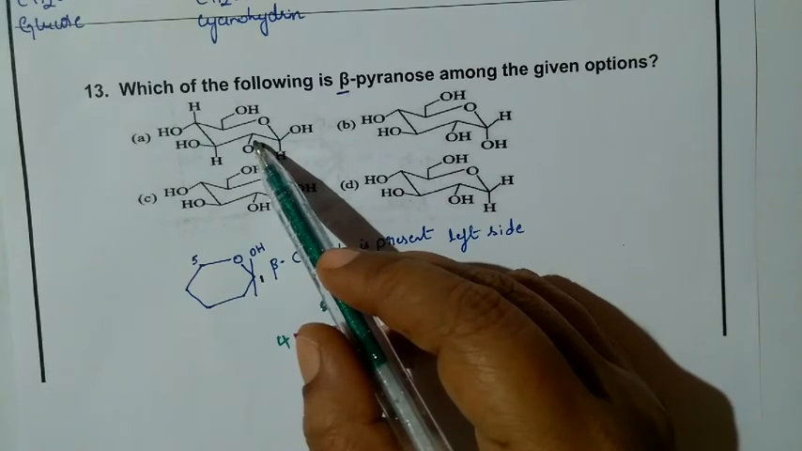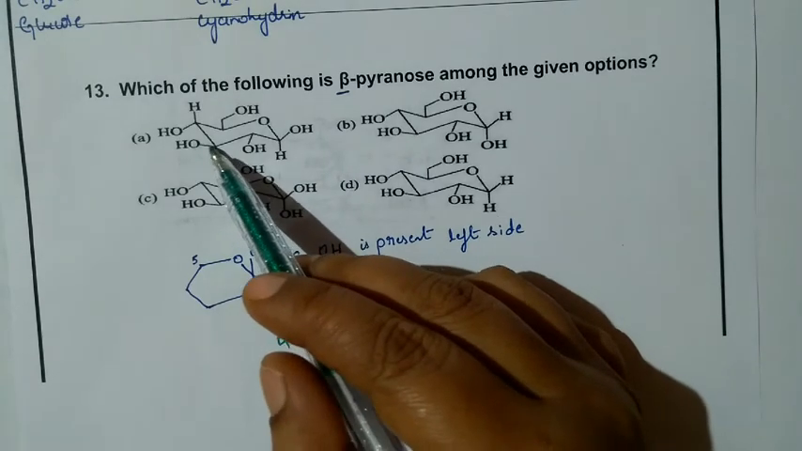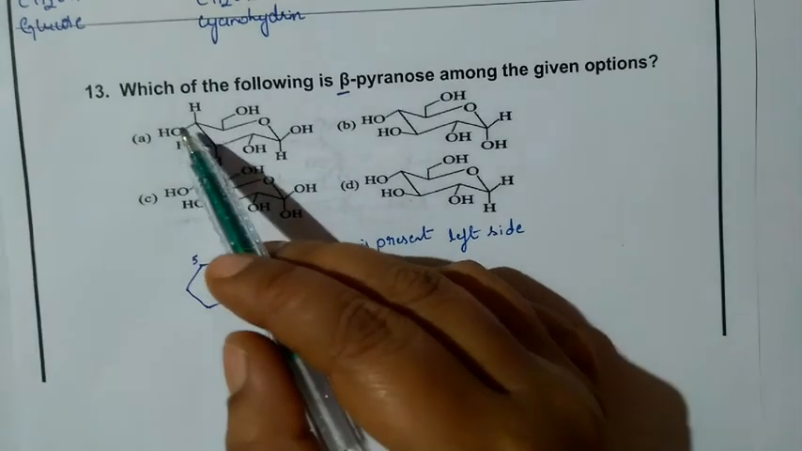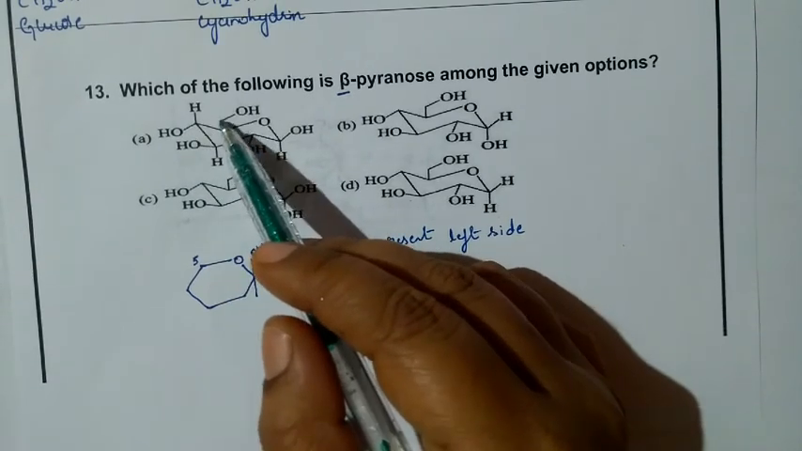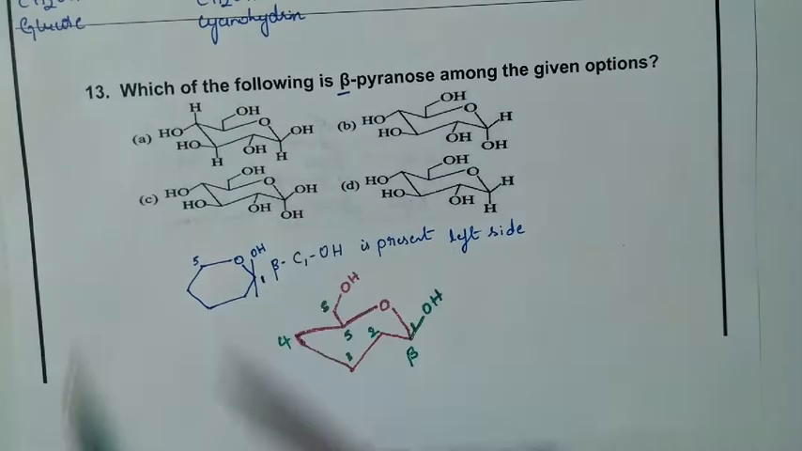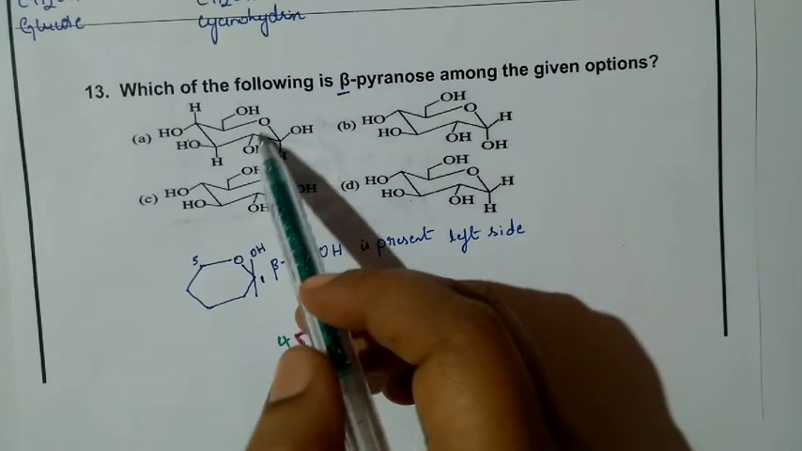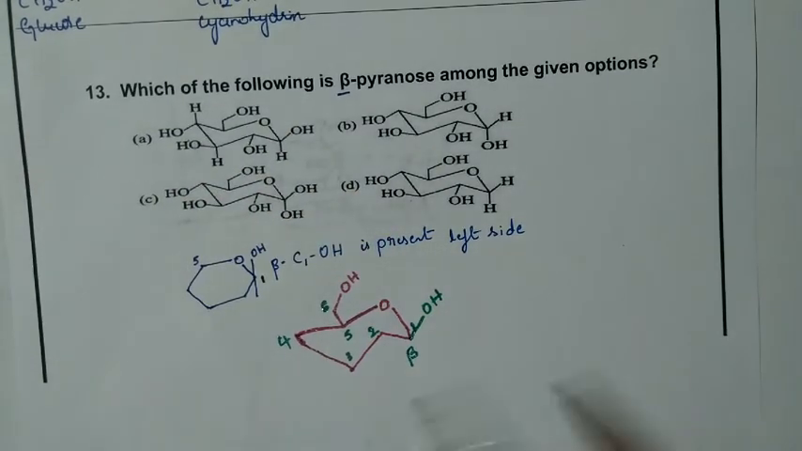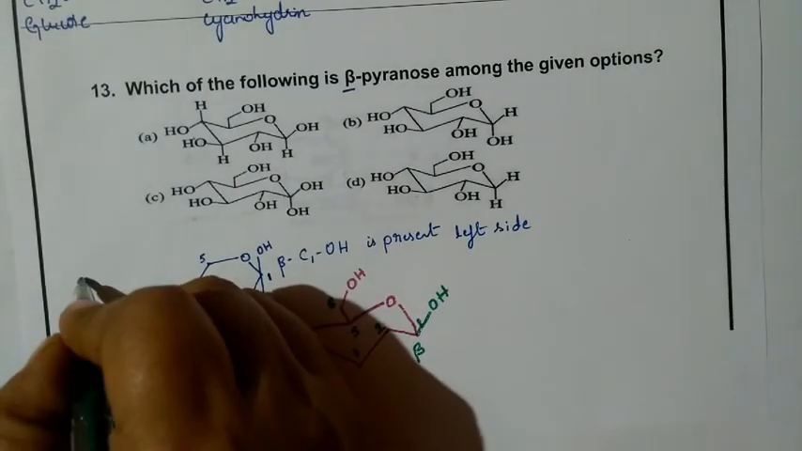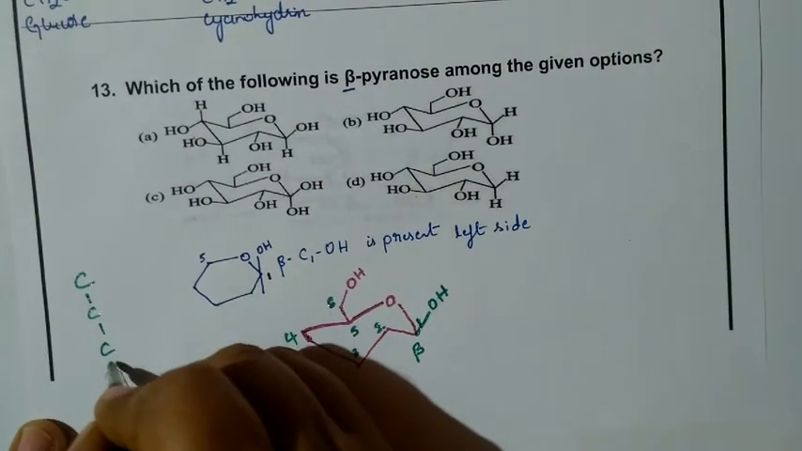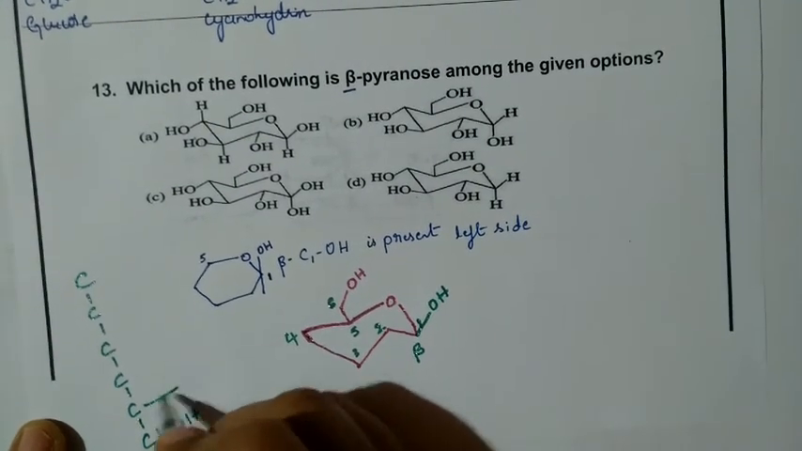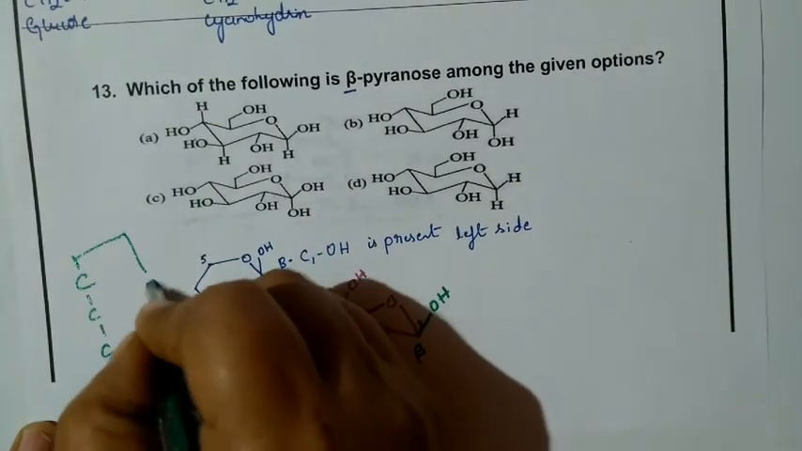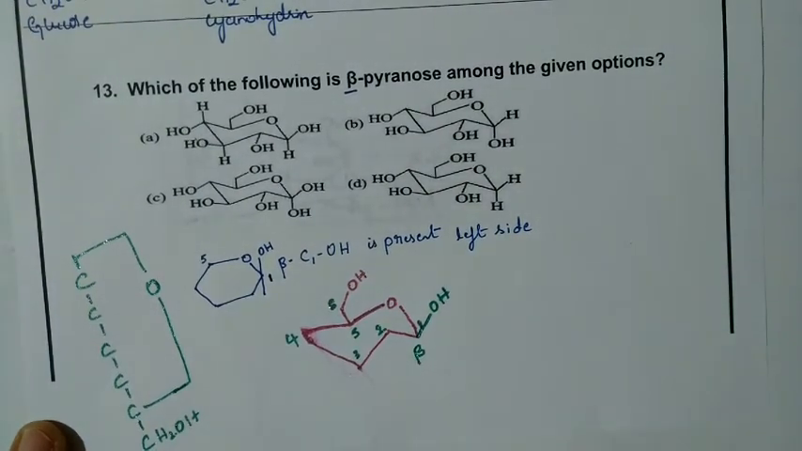Second carbon, OH is down, that is correct, and it is on the right side. Third, OH is on the left side and it is above. You can make out this is above and this is down. This is CH2OH, the sixth carbon CH2OH group. So the remaining groups are correct. The remaining OH groups are present as they should be. If you want, you can check that also: second, third, fourth, fifth, and sixth. The sixth is like this, bonded with the oxygen.